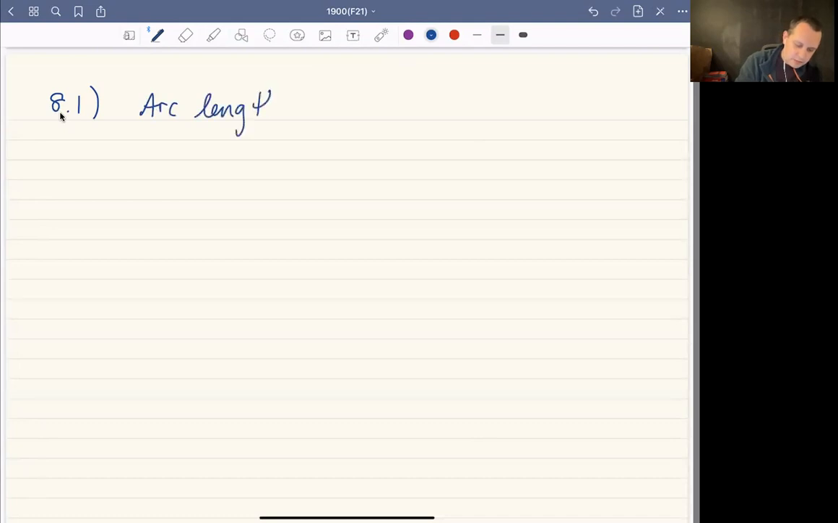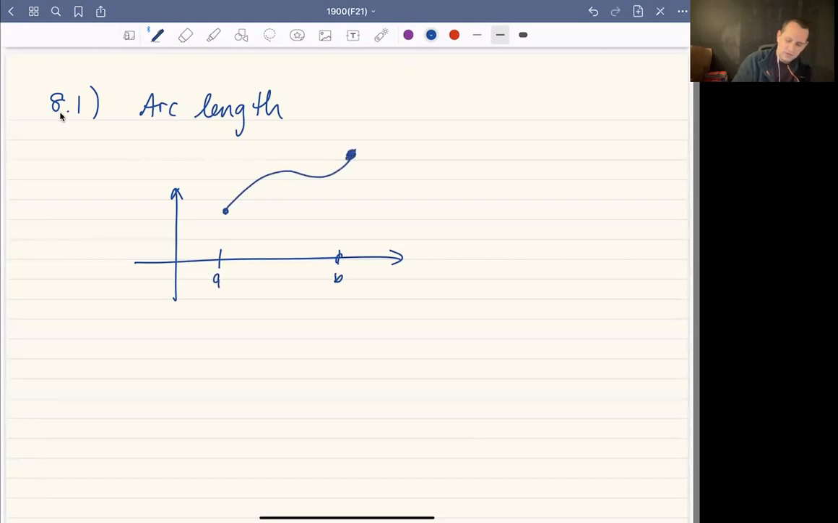And basically what we're going to do is take a generic function from A to B. Okay, so draw your favorite function from A to B. And then we want to figure out what's the arc length of that function. What that means is that if you were to imagine that instead of this graph, you have a piece of rope, and then you pick it up and you pull it tight, how long is it? Okay, we're asking what's the arc length of this curve.